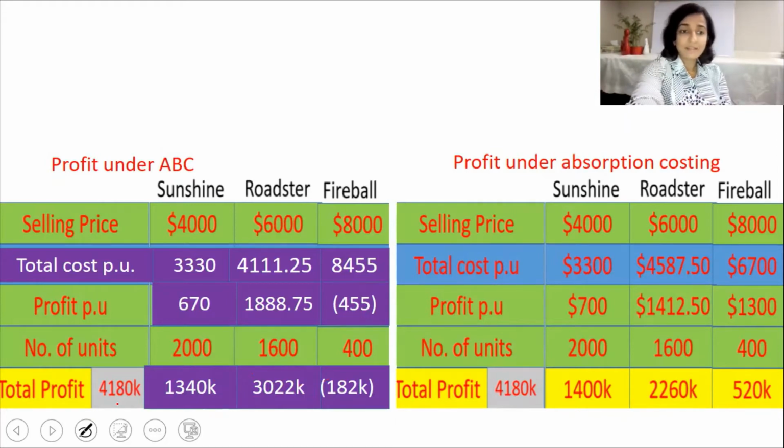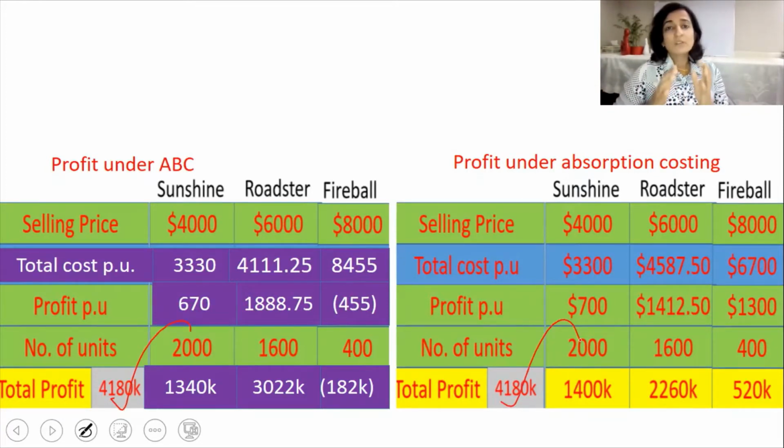And you will notice that the total profit under ABC is exactly equal to the total profit under absorption costing, because the only change that we have done is we have reworked the overhead and distributed it between the products in a different way under ABC. So the total profit is not going to change. It is only the individual profit of the products which will be different under absorption costing and under activity-based costing.